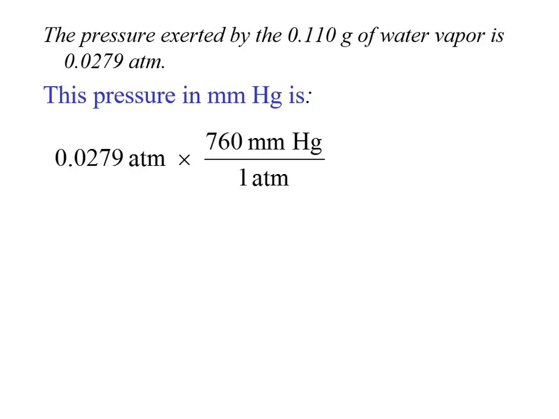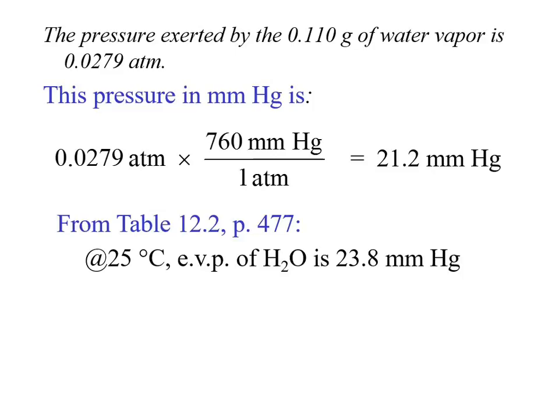Notice that since there's an exact relationship between atmospheres and millimeters of mercury, that brings no uncertainty. So we're still allowed 3 significant figures, and I get 21.2 millimeters of mercury. So finally, we're ready to compare that pressure with the equilibrium vapor pressure at that temperature of water. And here we go.